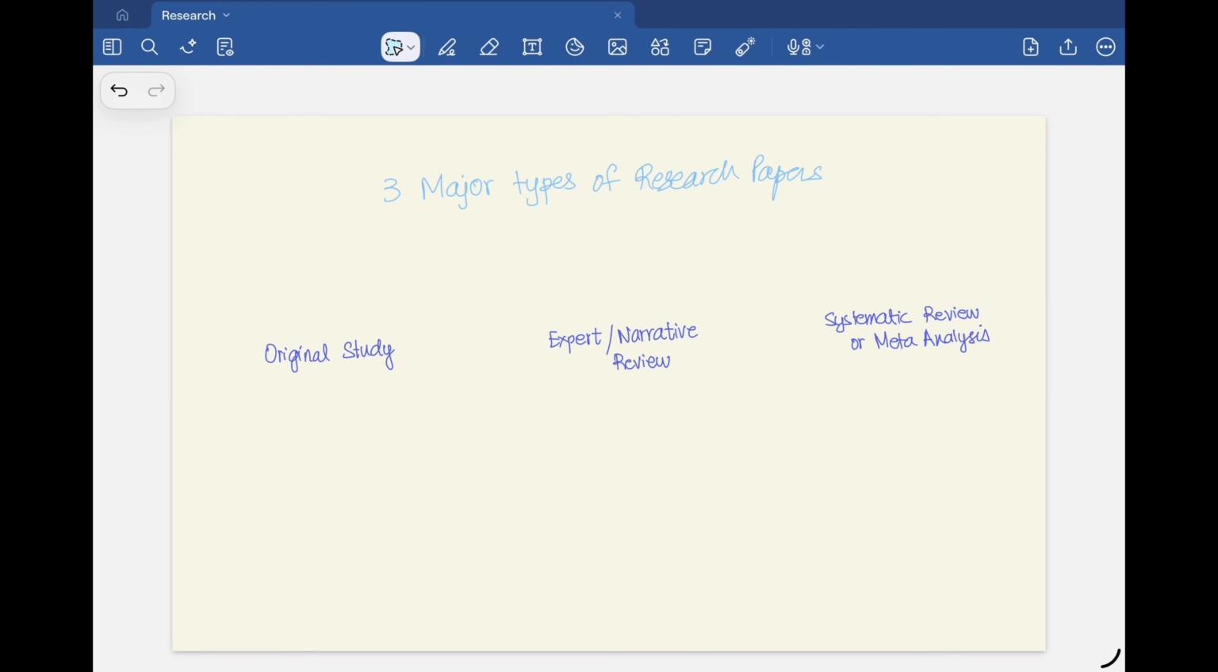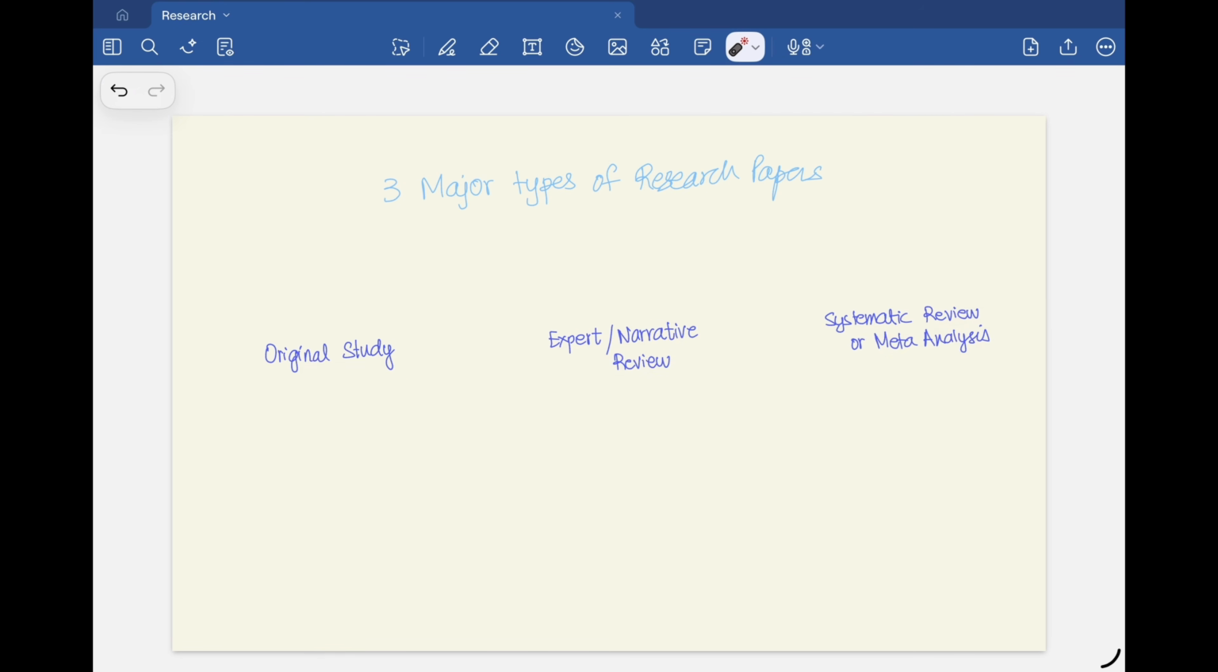Okay, so now before I teach you how to read a paper, I need to teach you something even more important. You need to know what you're reading before you even start reading a paper, right? Now there's no one type of research paper, okay? There are many types of research papers. You need to know what you're reading. For now, there are three major types of paper you will encounter the most: original studies, expert narrative reviews, or systematic reviews or meta-analysis.